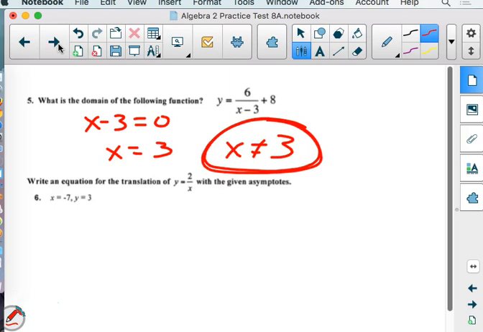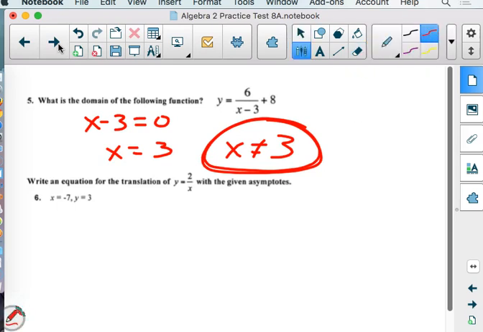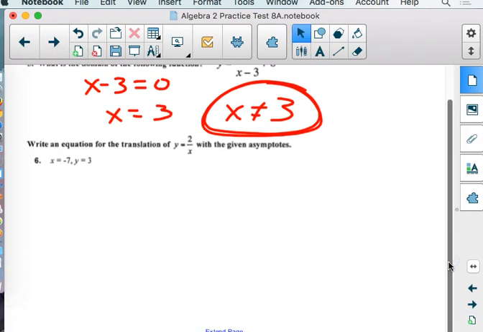But remember, every once in a while we have something goofy in the denominator, like 3x plus 7, and then you'll have to subtract 7 and divide by 3. But don't write x equals 3. That's the exact opposite of what we were trying to find. We needed to know that that's the number that's out. x can't be 3.